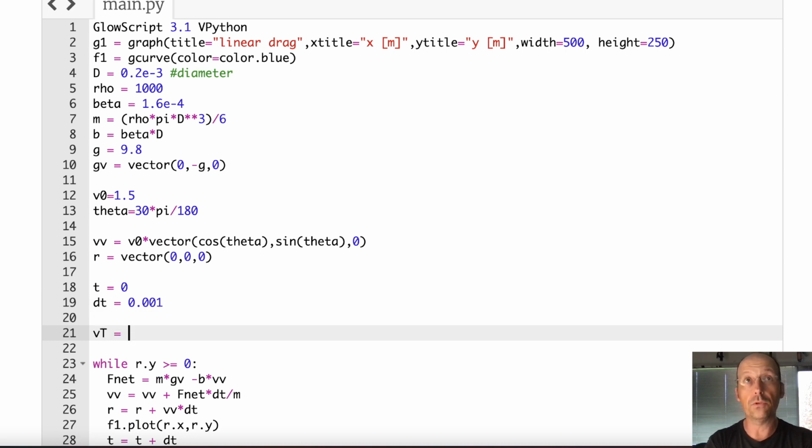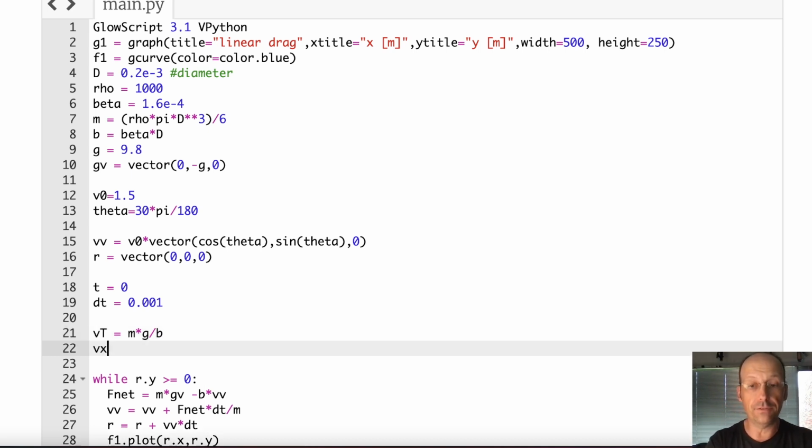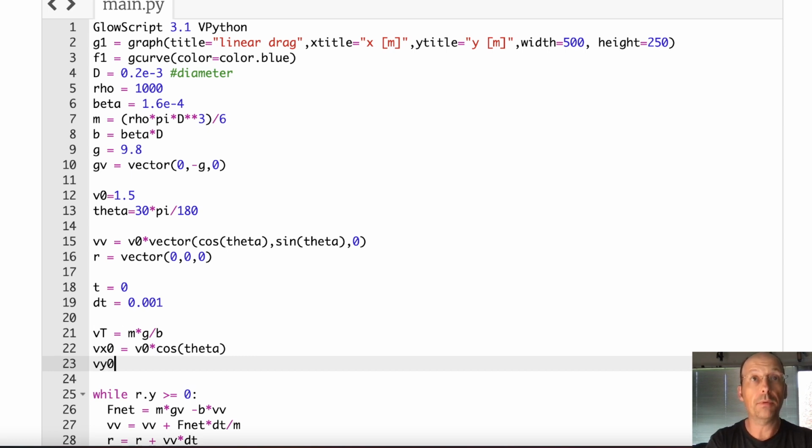Vt is going to be equal to m times g divided by b. Okay, so I have that. That's in my equation. I need Vx0 is going to be equal to V0 times cosine theta. Vy0 is going to be equal to negative V0 times sine theta. It's negative because, remember, my solution, the way I wrote it, down is positive. So if I shoot it up at an angle, then that would be a negative velocity, and that seems weird, but that's what I have.